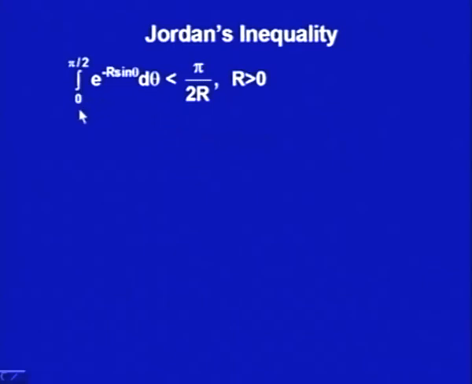What we are having is that the integral of e to the power minus r sin theta with respect to theta on the range 0 to pi by 2 is bounded by pi upon 2r when r is positive. To understand what this inequality is and how we are going to use it in our evaluation of integrals, let us first show that this is true. For showing that this is true, we would like to compare two functions, one is sin theta, another is 2 theta upon pi.